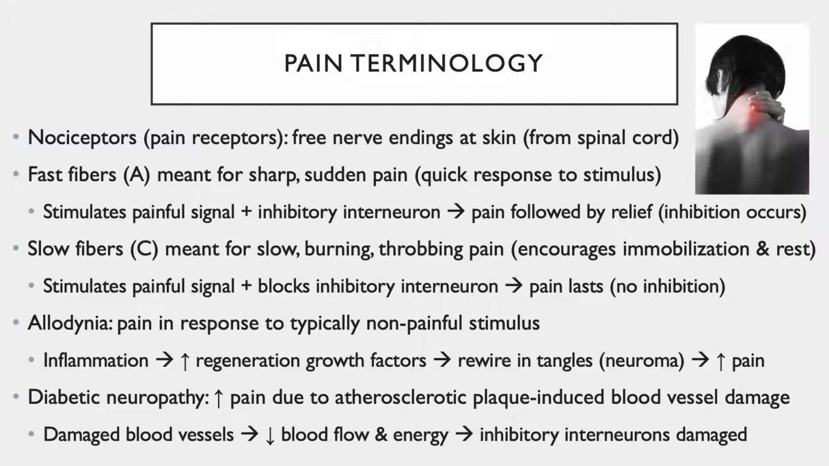Diabetic neuropathy is pain that is caused by atherosclerotic plaque-induced damage to blood vessels, which results in decreased blood flow and decreased energy. These damaged blood vessels, which have decreased blood flow and decreased energy to nearby nerves, result in inhibitory interneuron damage that therefore leads to increased pain over time because the interneurons cannot do their job in inhibiting pain signals. Therefore, what should be transient pain becomes throbbing, longer-term pain.